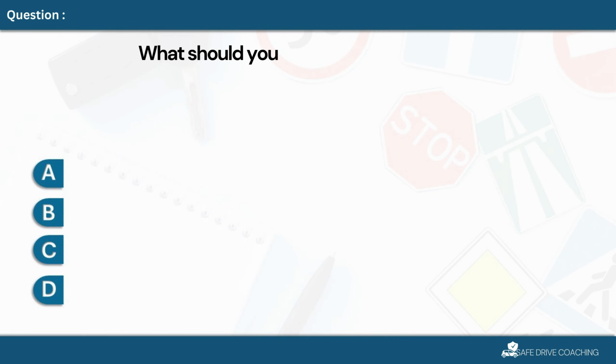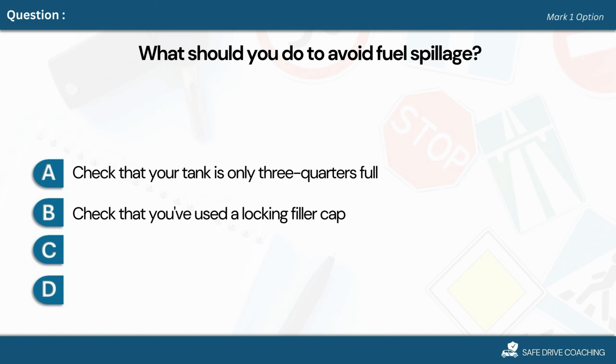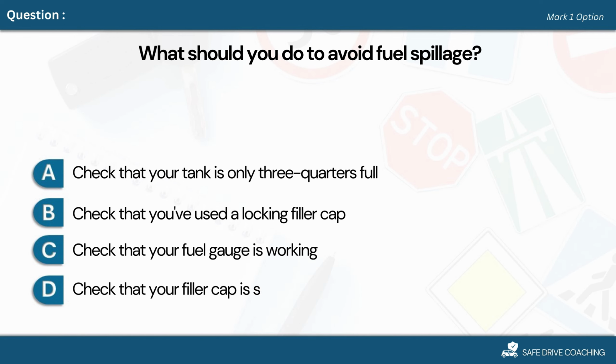What should you do to avoid fuel spillage? A. Check that your tank is only 3/4 full. B. Check that you've used a locking filler cap. C. Check that your fuel gauge is working. D. Check that your filler cap is securely fastened. The correct answer is D. Check that your filler cap is securely fastened.